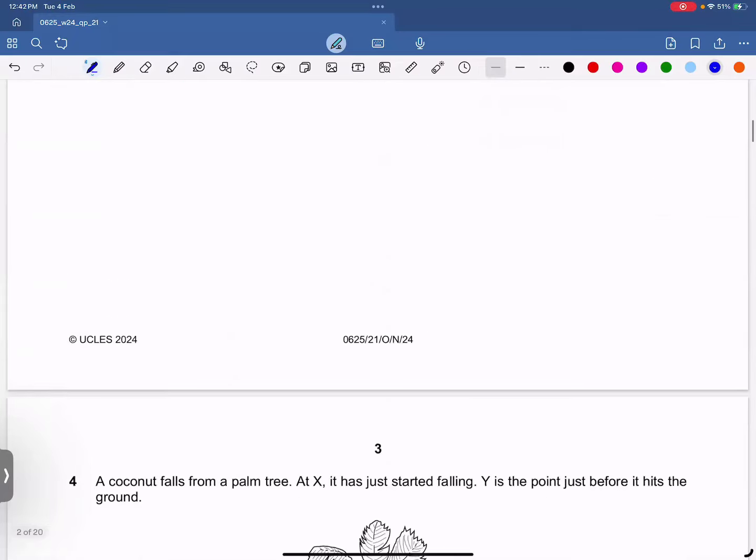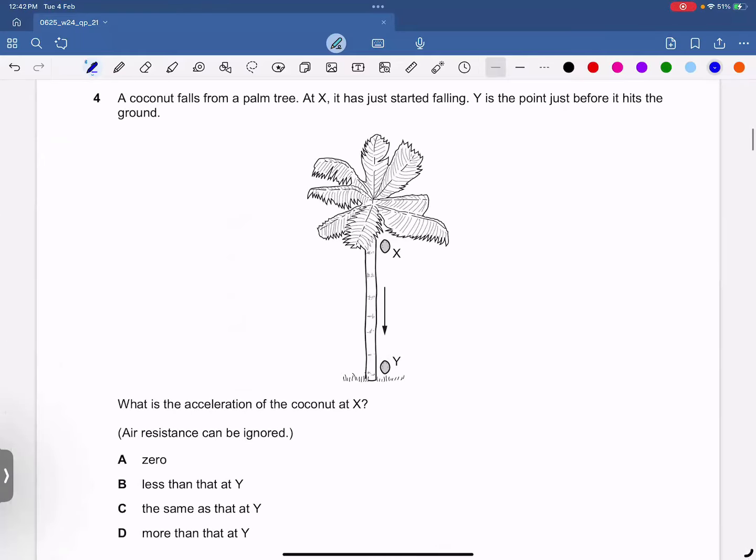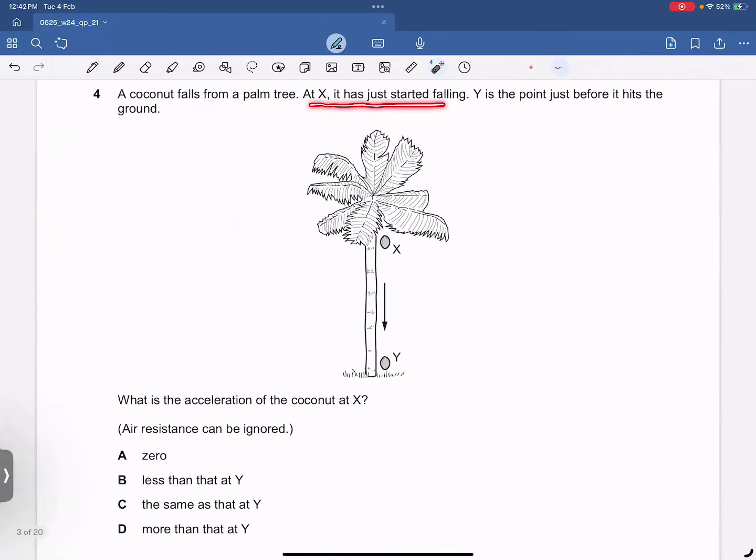The next question, question number 4. A coconut falls from a palm tree. At X, it has just started to fall. Y is the point just before it hits the ground. So X is initial and Y is final. What is the acceleration of the coconut at X? When it starts to fall, this acceleration is the free fall acceleration, which is equal to g.